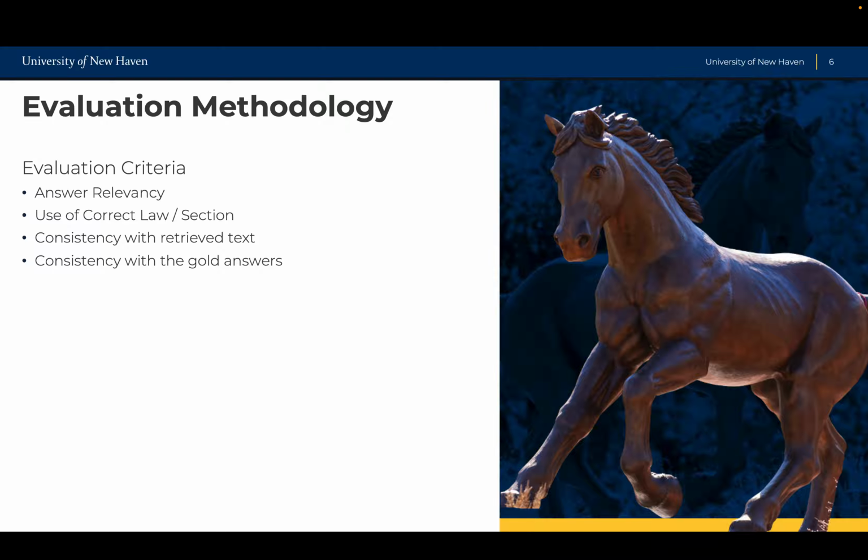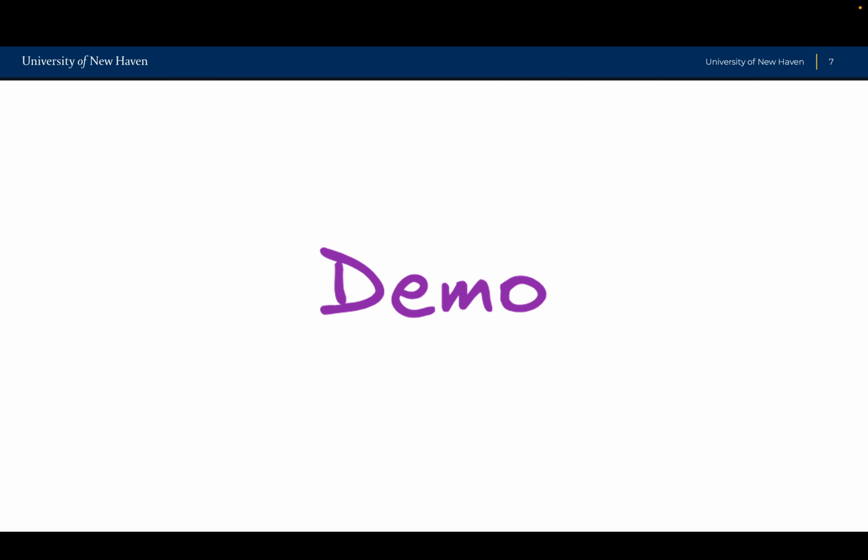So these are the evaluation criteria. Our evaluation criteria is based on the answer relevancy, use of correct law or section of the rule book, how consistent the answer is with the retrieved text, and how consistent the answer is with the gold answers. Talking about the gold answer, for every question we have our user-side actual or approximately expected answer. We will talk about the gold answer later on in the demo. So let's start with the demo.